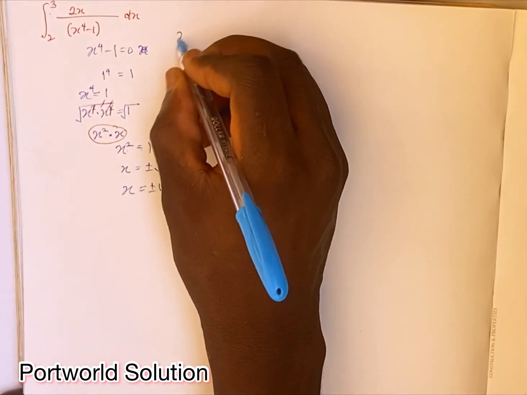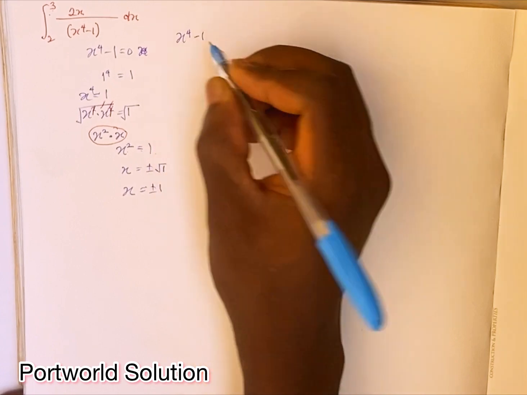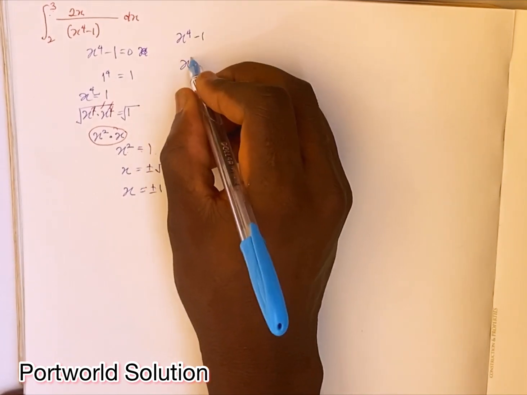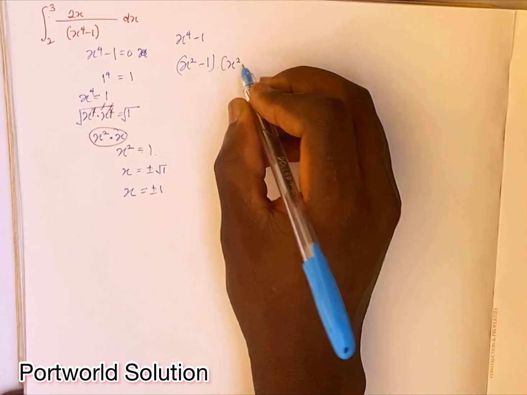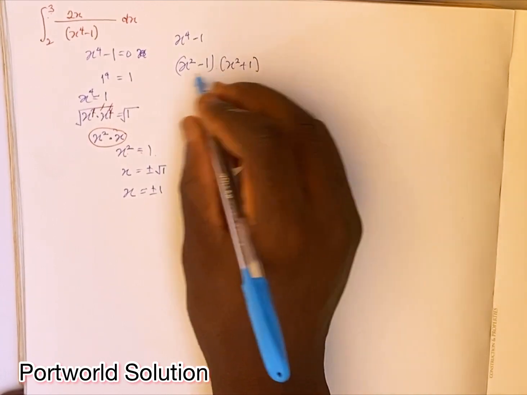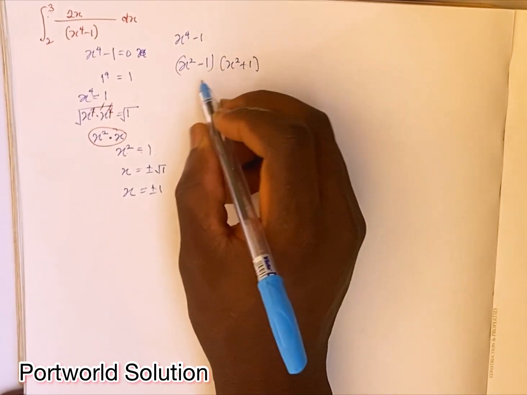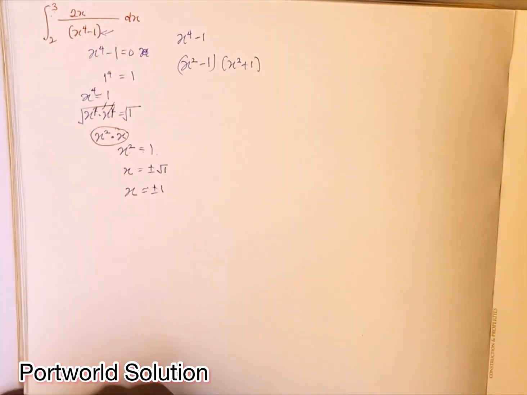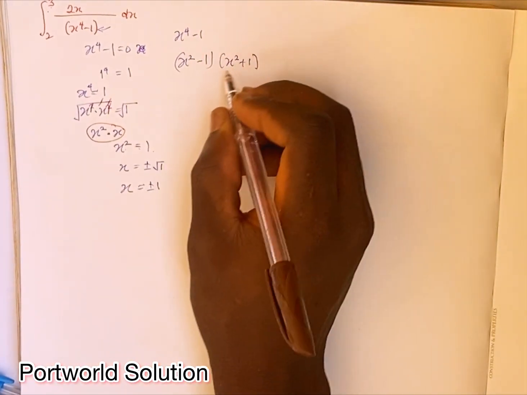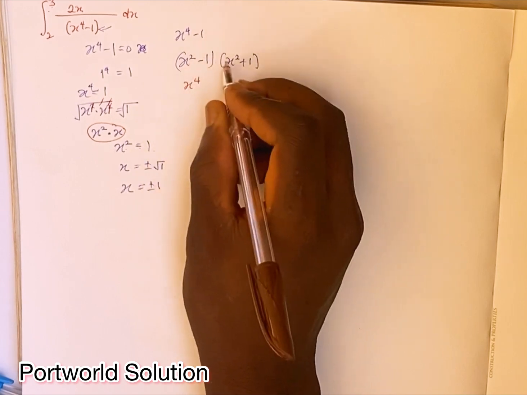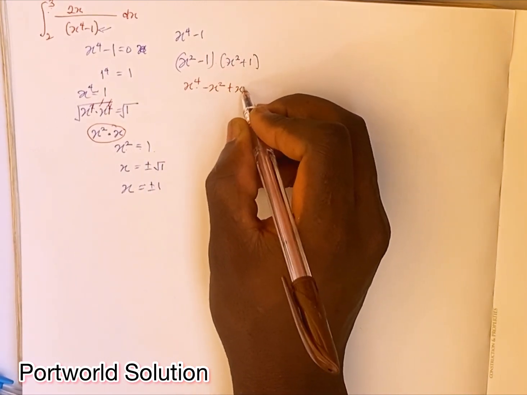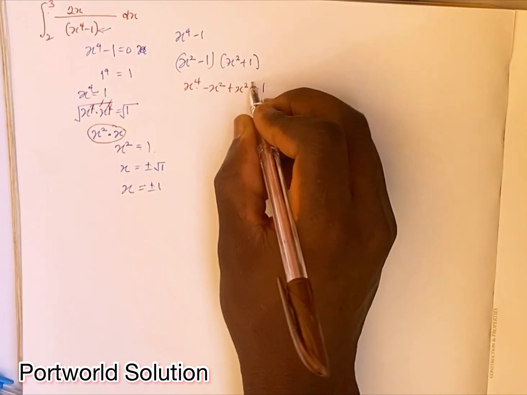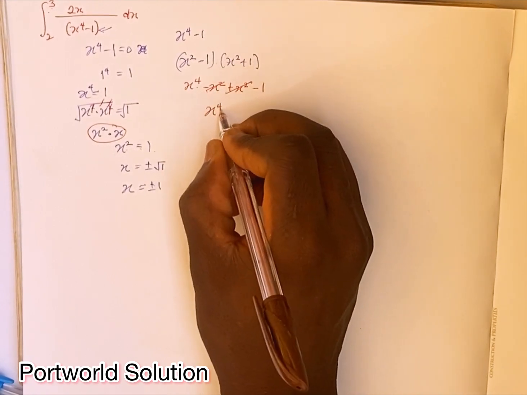Here I can just say this is x raised to power 4 minus 1, right? I can change it to x squared minus 1 and also x squared plus 1. I can actually write this because by the time I expand it, I'm going to have my answer back. Let's just go ahead and expand it. So expanding this, I'm going to have x raised to power 4, this multiplied by this, that's minus x squared plus x squared, right, minus 1. So this will cancel this out. I'm going to have x power 4 minus 1.